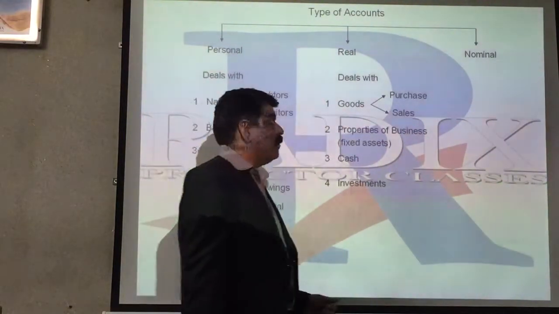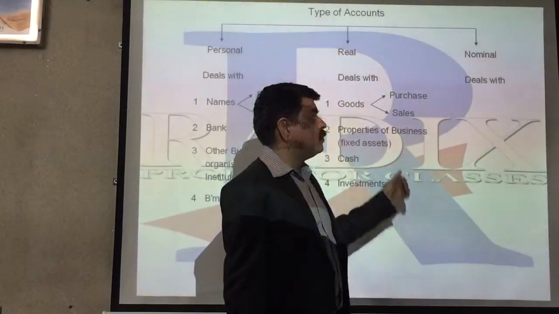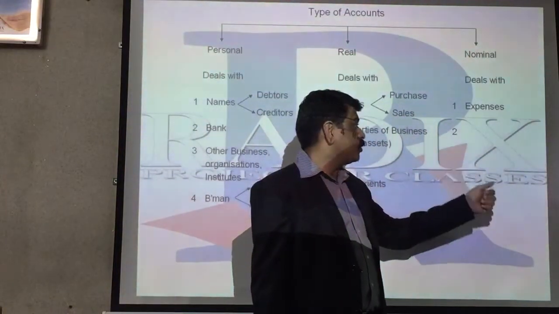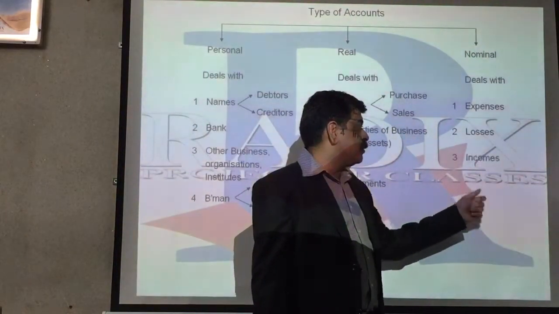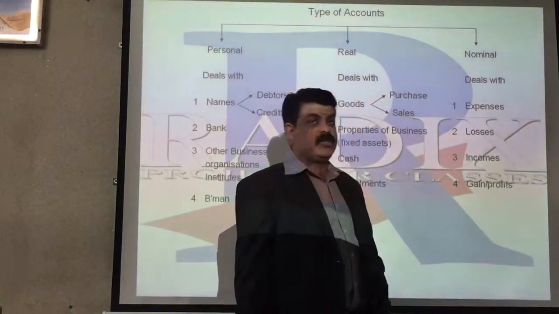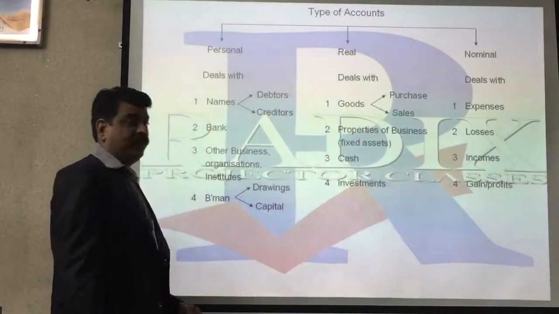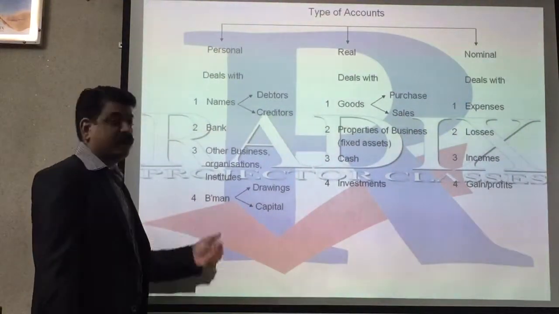Now let's go to the nominal type of account. Nominal accounts deal with expenses, they deal with losses, they deal with incomes, and they deal with the profits or the gains. Now let me explain the rule of debit and credit for various types of account.